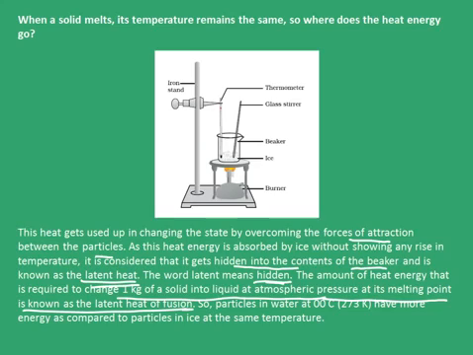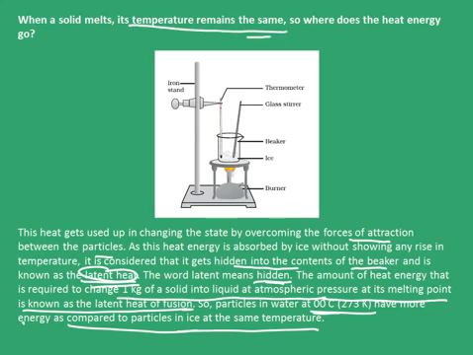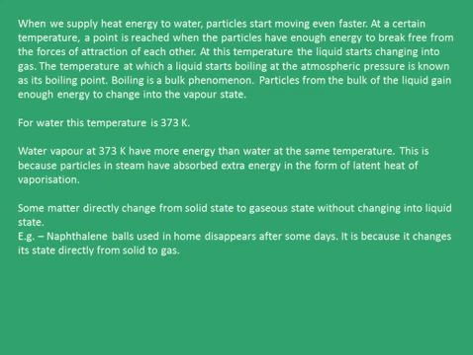So, particles in water at 0 degree centigrade or 273 degree Kelvin have more energy as compared to the particles in ice at the same temperature, as they have the additional energy of latent heat. So this energy, which does not produce any change in temperature, is also known as the latent heat.